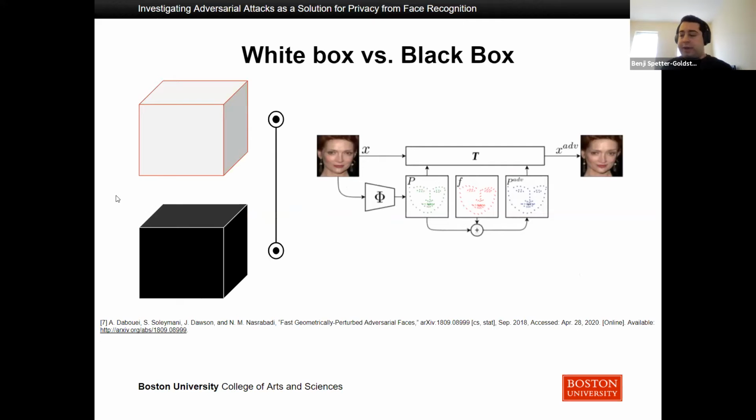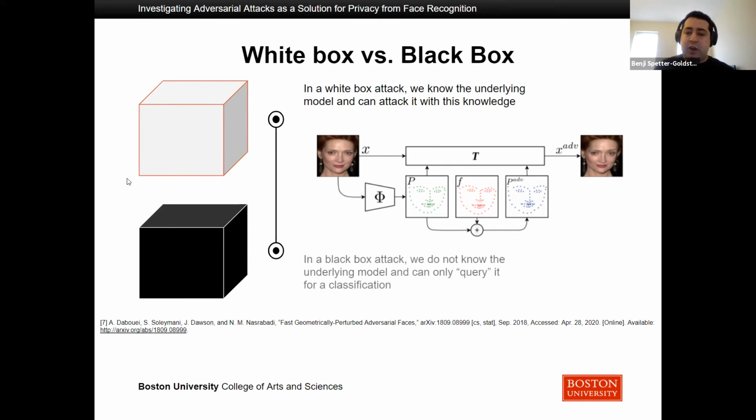There are two main ways of going about this: the white box approach and the black box approach. With white box attacks, we know the underlying model and we can attack it with this knowledge, so we know more about the algorithm we're working with. In the black box attack, we do not know the underlying model and we can only query it for classification. So we take two images, we query the model, we see if they're the same person, and then we can do that over and over again until we find a way to fool the model.